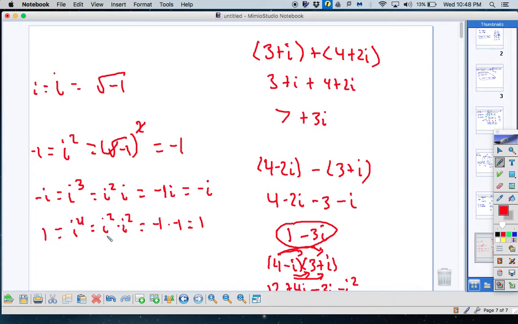And just to show you that this isn't a trick, we could have also done i to the third times i. Well, i to the third, as we just decided, is negative i. And i to the first is simply i. And when we multiply negative i times i, we'll get negative i squared. And we just decided i squared is negative 1, so this ends up being negative negative 1, which of course is also 1. So this isn't a special trick because I picked i squared. It doesn't matter what you pick. i to the fourth is always 1.